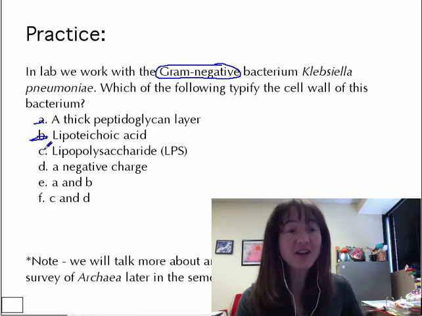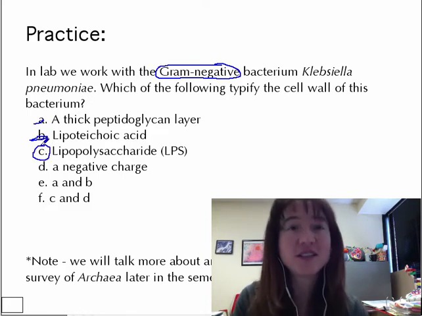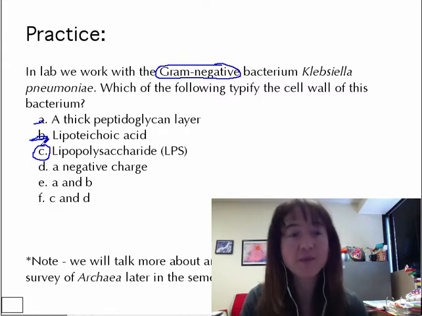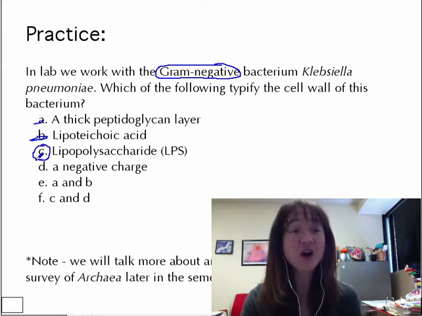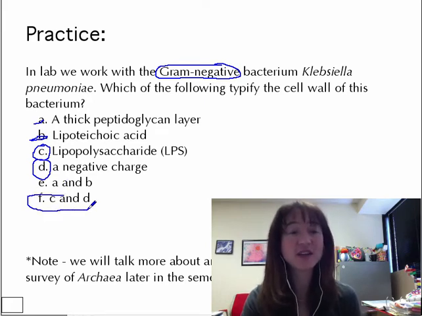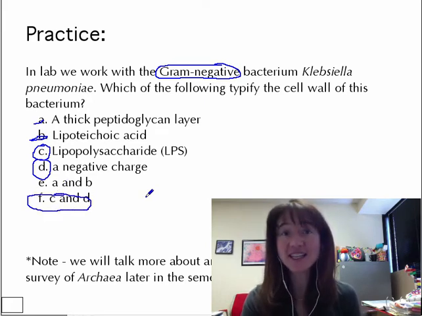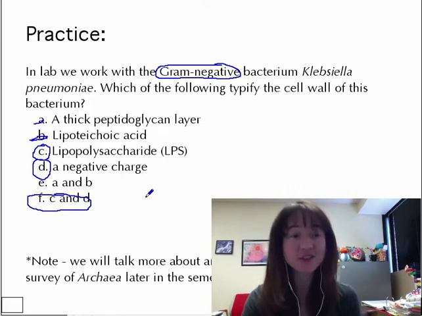Next, lipopolysaccharide, absolutely, right? LPS is that major molecule that constitutes the outer leaflet of the outer membrane of a gram-negative, and like all cells, a negative charge. So the answer that we come up with for this question is F. C and D would both be totally rad answers.